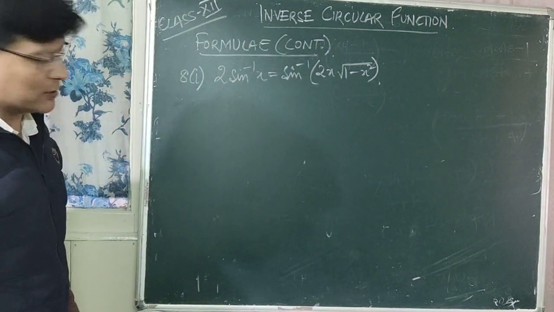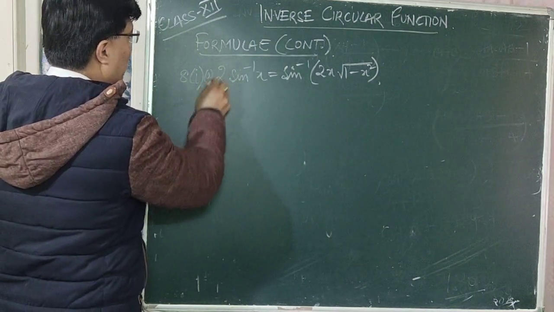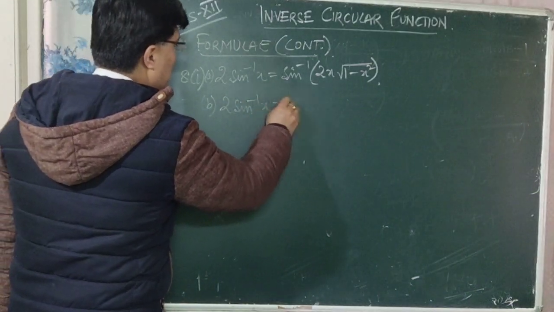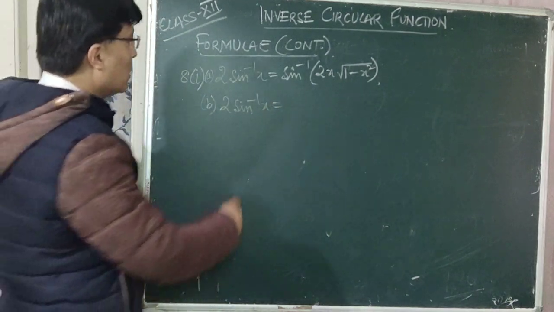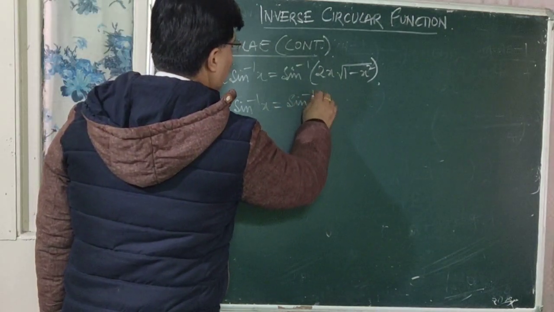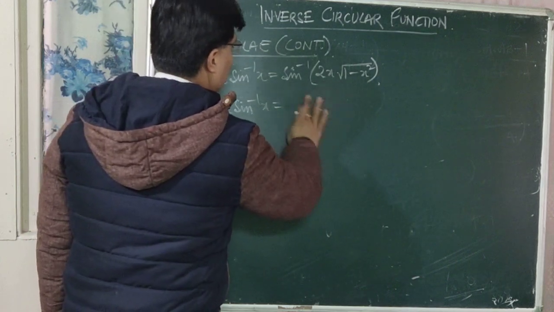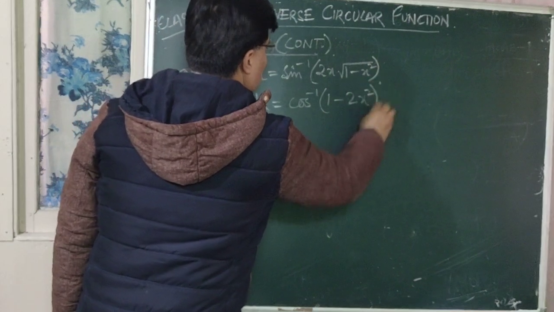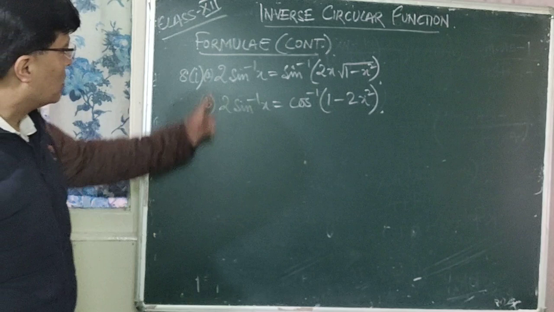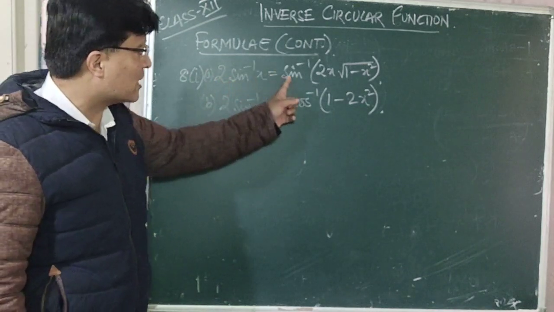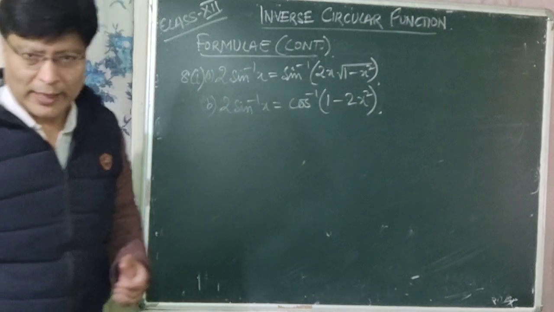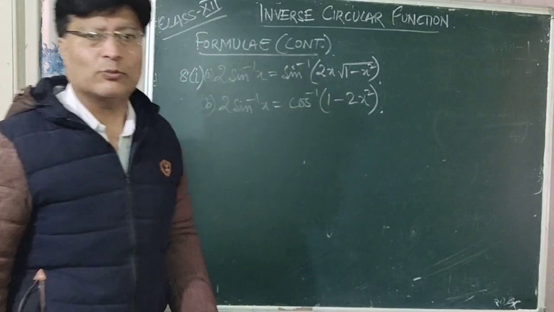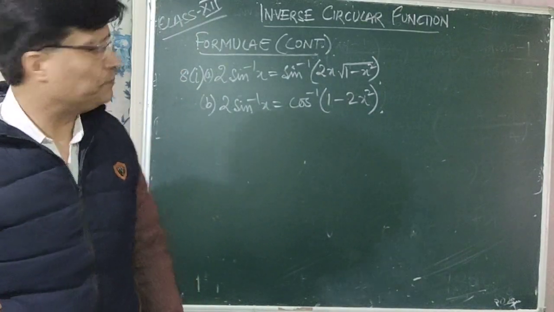There is one more formula for this. Suppose this is number A, so number B is 2 sine inverse x is equal to, not sine inverse, sorry, it will be cos inverse 1 minus 2x square, right? First formula is 2 sine inverse x is equal to sine inverse within bracket 2x root under 1 minus x square. And what is the second one? It is 2 sine inverse x is equal to cos inverse within bracket 1 minus 2x square, right?